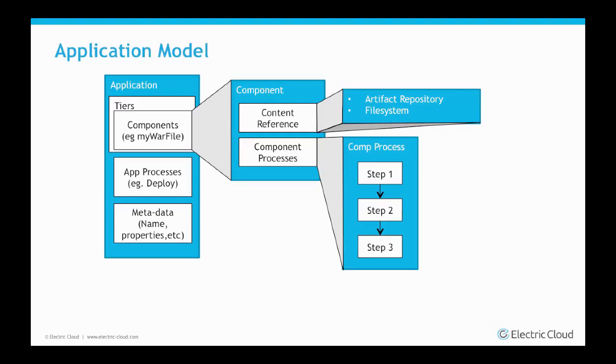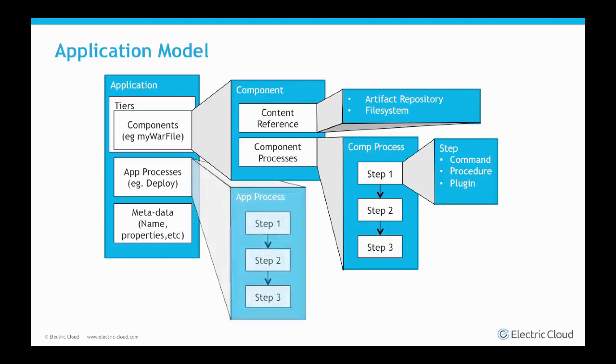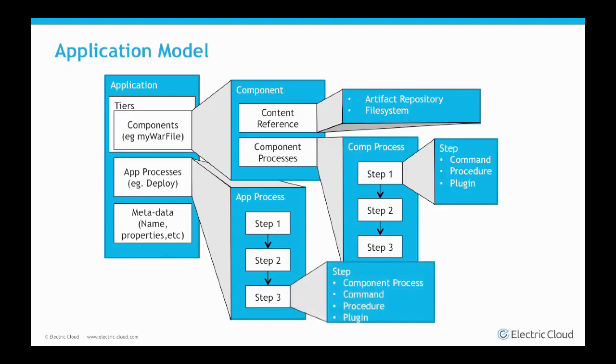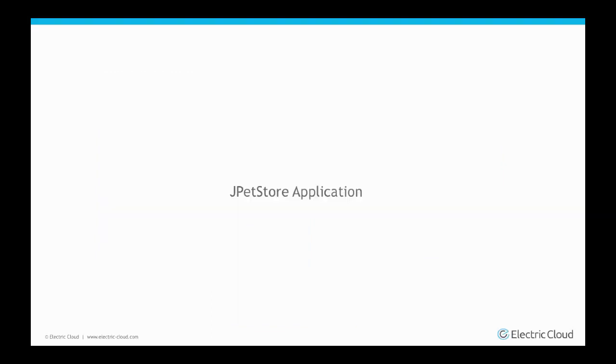The set of steps in a component process can be defined as direct commands or calls to ElectricFlow plugins or procedures. At the parent-level application, there are application processes. These processes are invoked to orchestrate deployment operations on the application. The steps in an application process can call a component process, run a direct command, or call an ElectricFlow plugin or procedure. Let's take a look at the example JPetStore application in ElectricFlow.